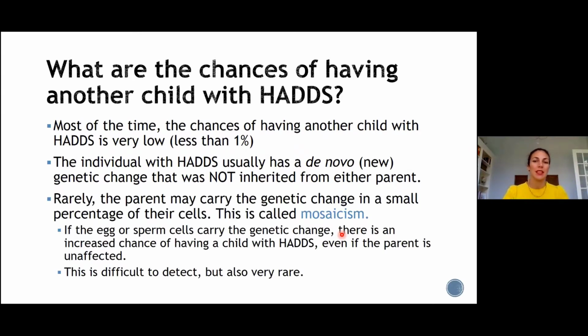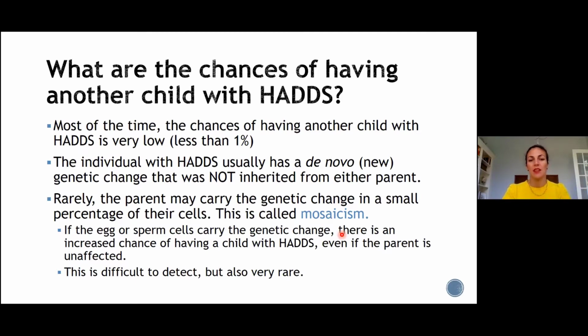However, we always say that the risk is very low, less than 1%. We never say zero, because rarely, sometimes the parent might carry that genetic change in a very small percentage of their cells, such as the sperm or their egg cells. This is what we call mosaicism. And mosaic just means kind of a mixture of cells that have the change and some that don't.